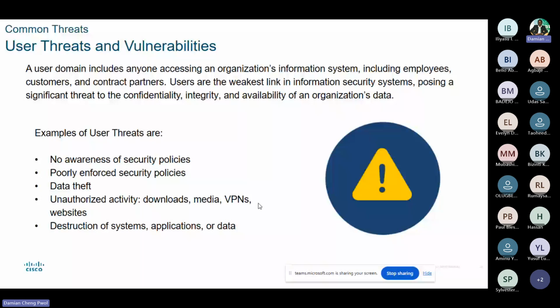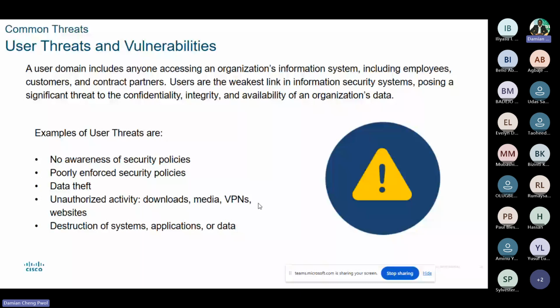So examples of user threats are no awareness of security policy. Sometimes, in this part of our world, you go to some organization, yes, they have their own policies on how you use your device on their network. So they provide some guidelines, they provide some information to you on how to use such a device. There are some areas too where they give a specific type of device that you need to use on the network. So they will provide information to you.